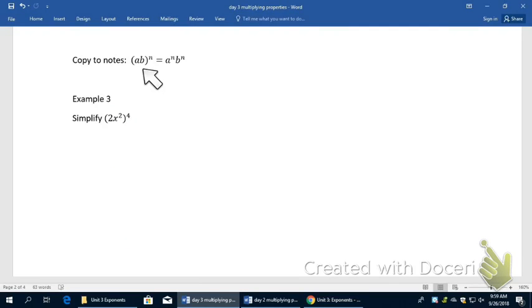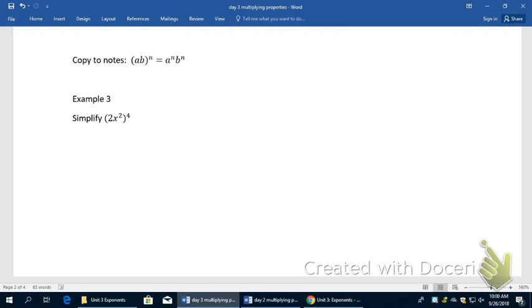The key idea I want to point out here is that if you have 2 bases in parentheses being raised by a power, that power of n is going to go on to each base. So if a times b is being raised to the nth power, it's a to the nth and b to the nth. Each base gets raised to the nth power.